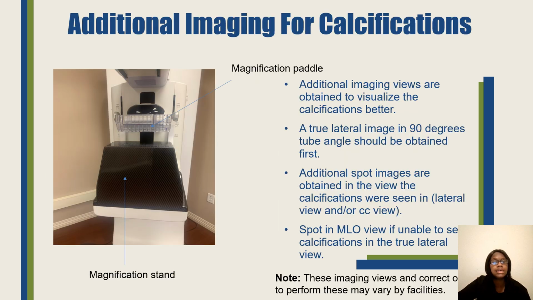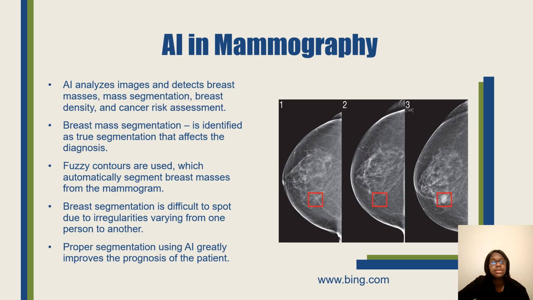All right, this is the magnification paddle and the magnification stand, or mag stand, that we use in breast imaging or the mammography department whenever calcifications are found, or we call them calcs. And then more information on how AI is used in the mammography department, pretty much helping detect breast masses, breast density. It can make sure that images get proper positioning for the next time if it wasn't as good that time the patient came in.